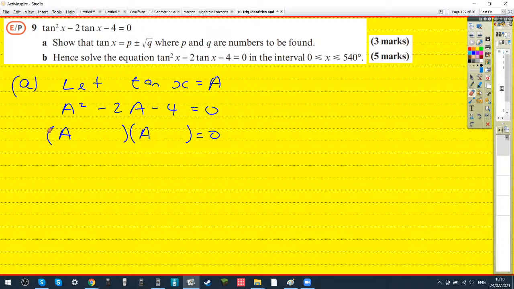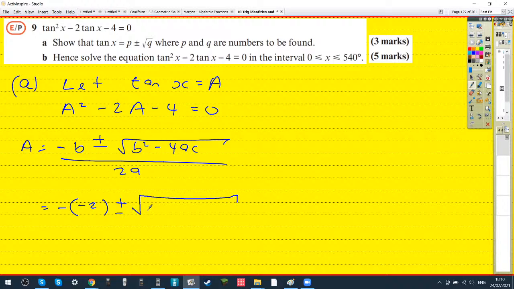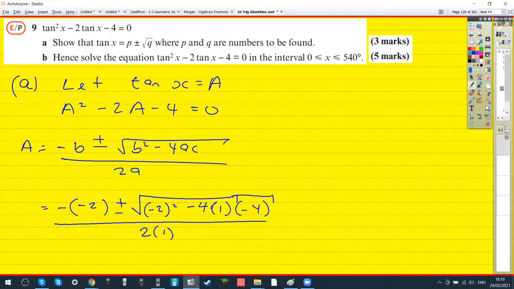I think you're supposed to use the quadratic formula. Okay, so we'll show our working out. So A equals, just sub in. B is minus 2, so it's minus minus 2, plus or minus the root of minus 2 squared minus 4 times 1 times minus 4, over 2 times 1. So that's our working out.